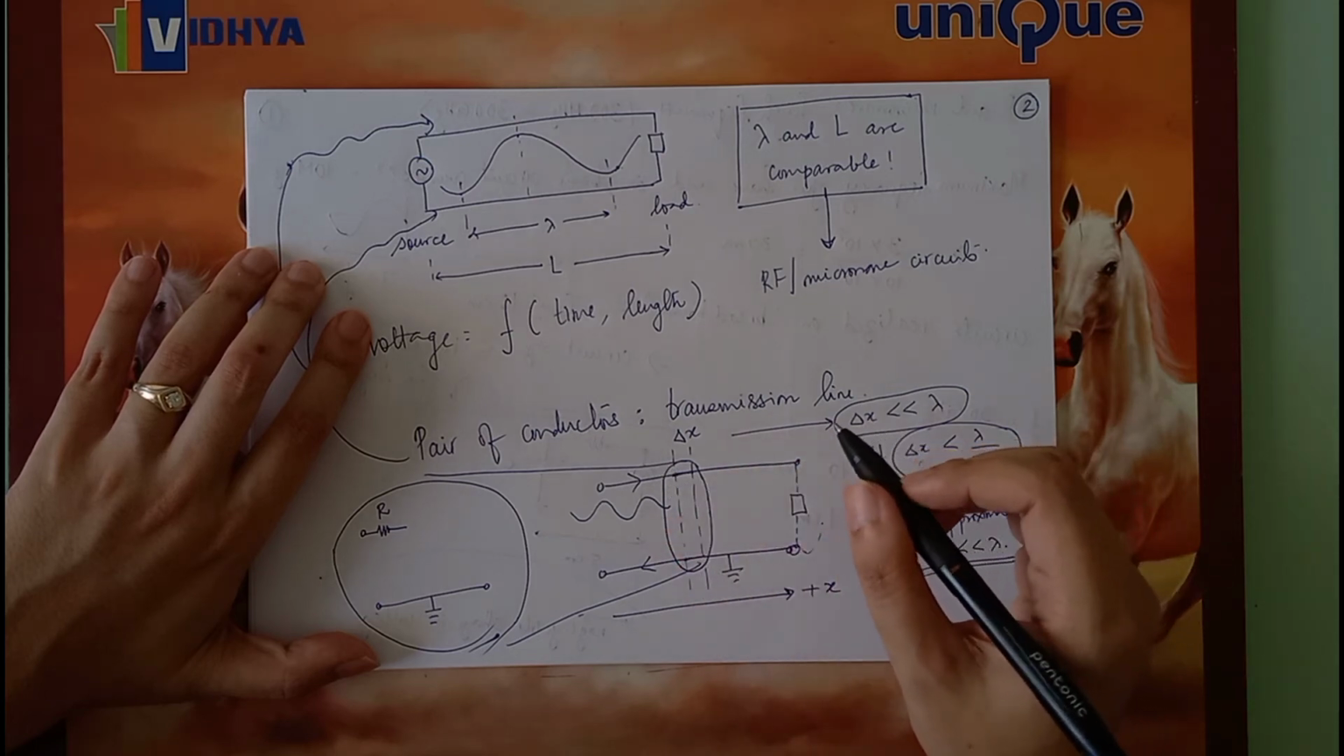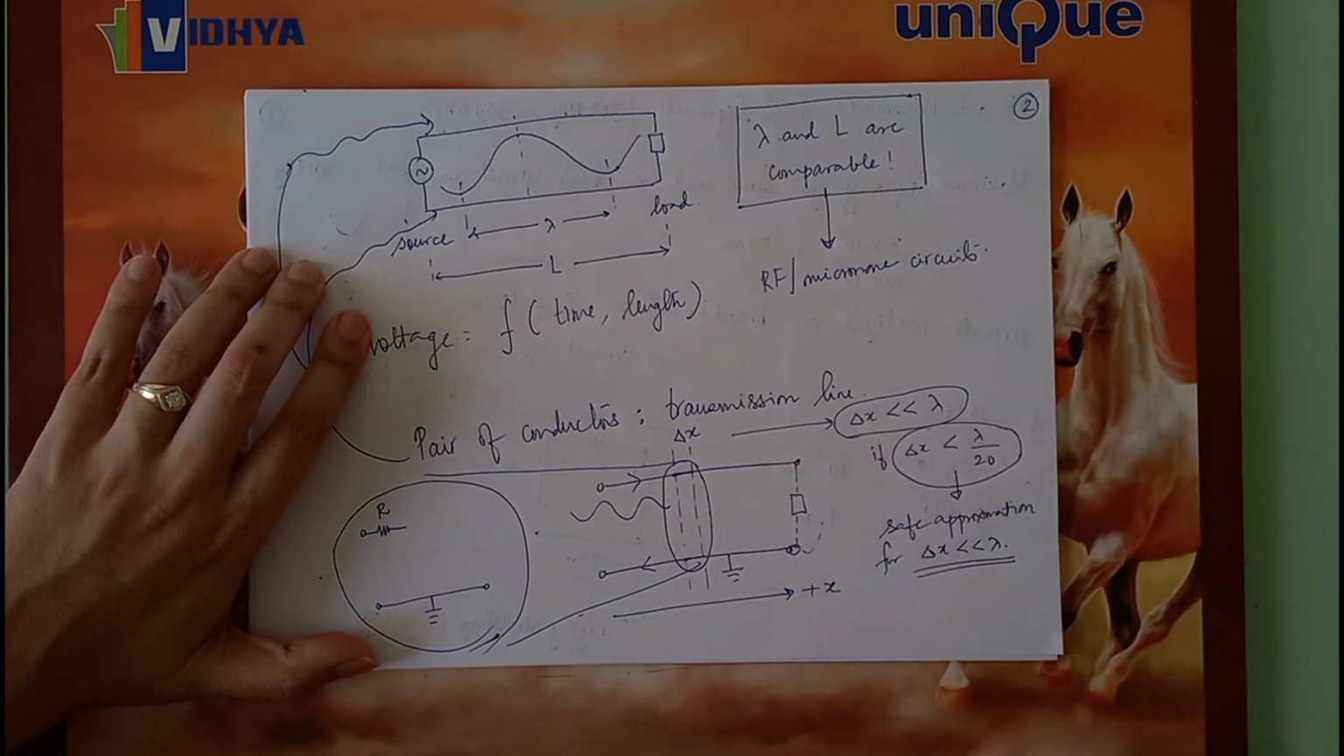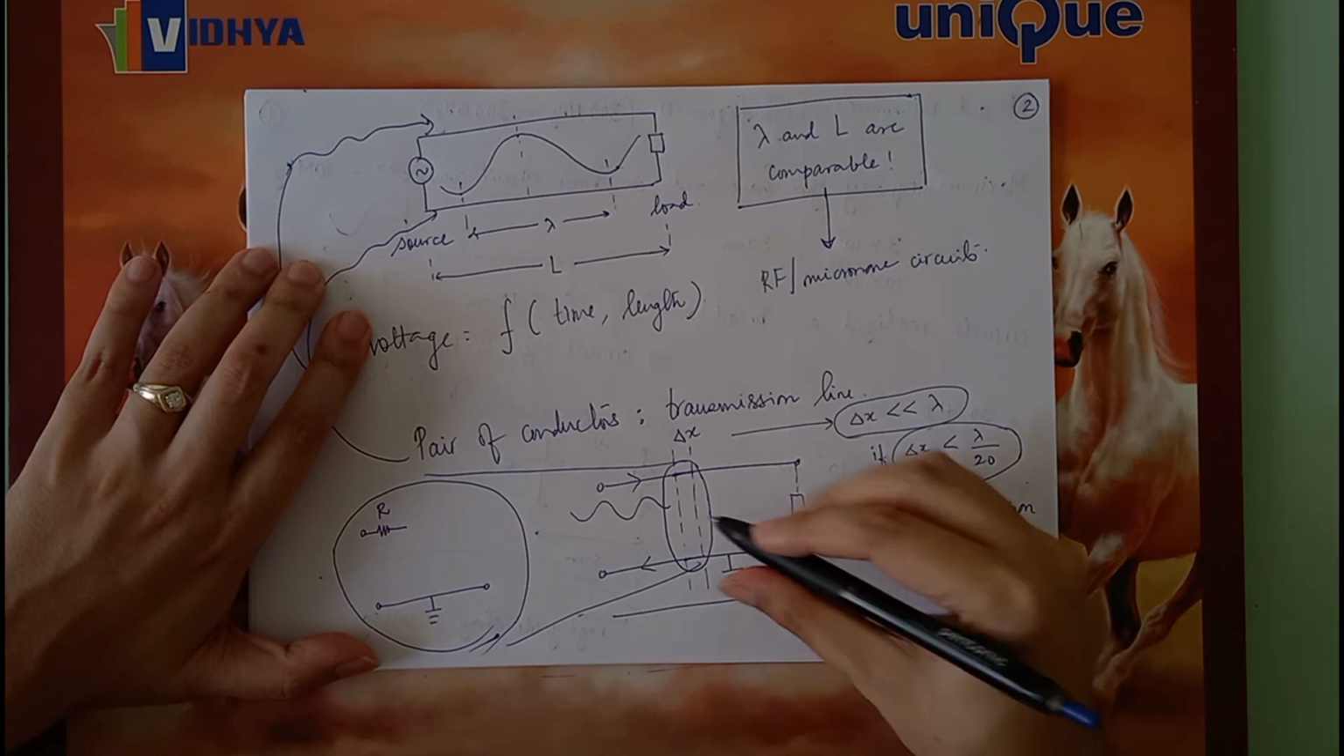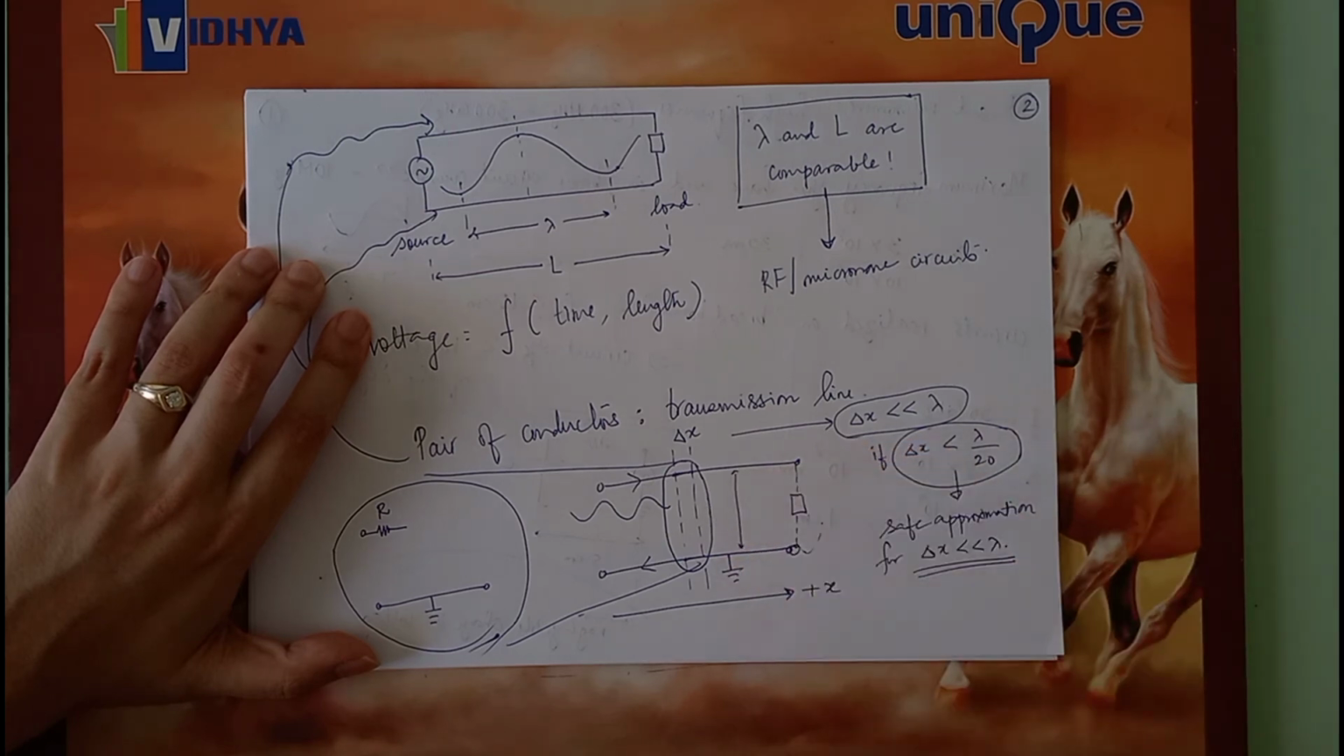Likewise, between these two wires, what do you have? Between these two wires, there is some medium which is not conducting. There is an insulator over there.